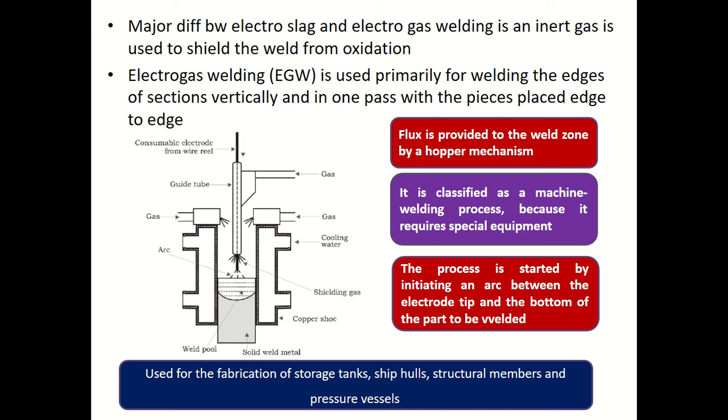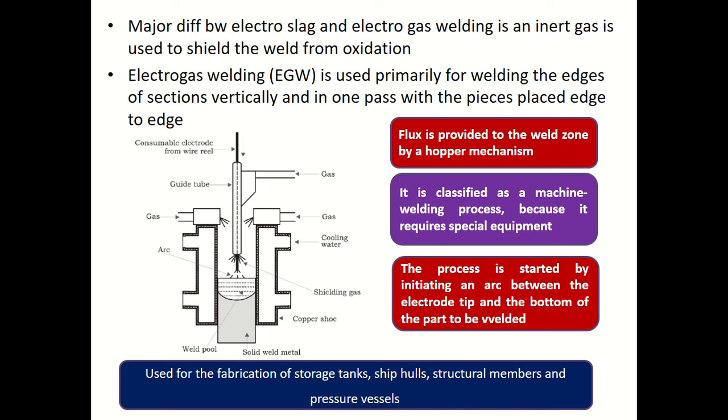Now the weld metal is deposited into the weld cavity between the two pieces to be joined, as we discussed in the last case. You can see a space enclosed by two water cooled copper shoes to prevent the molten slag from running away. Here also the process is started by initiating an arc between the electrode tip and the bottom of the part to be welded.